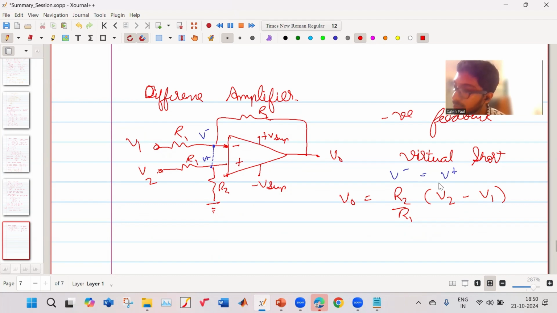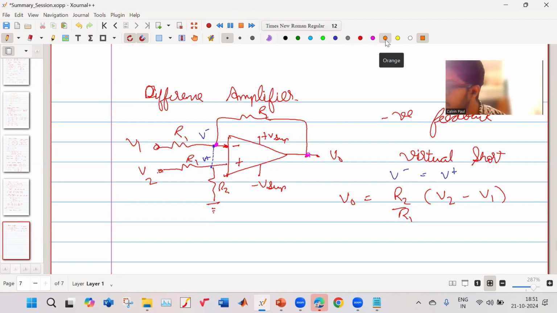So the virtual short concept is very important. When you look at a sum, you will not know what sum it is. You will not know whether it is a Schmitt trigger, a comparator, or an amplifier. How you must identify it is by looking at the output. Here the output is being fed back to the negative terminal, hence it is negative feedback. And when it is negative feedback, you can apply the virtual short concept, say that V minus is equal to V plus, and derive the output equation. Okay, so this is for the difference amplifier.